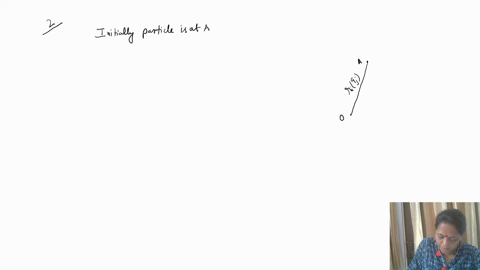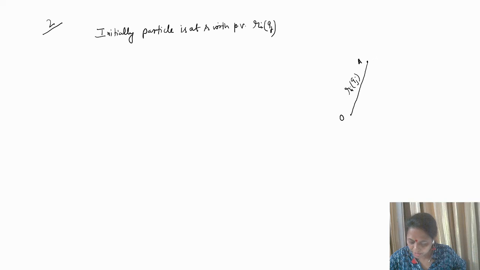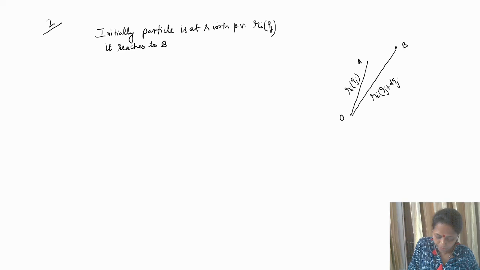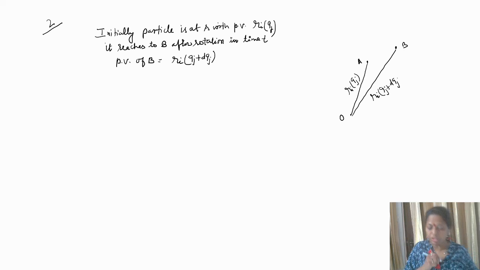Particle is at A with position vector Ri(qj), and after some time it rotates and reaches some point B. So it reaches B after rotation in time t, and it is naturally Ri(qj plus dqj). So the position vector of B is Ri(qj plus dqj).